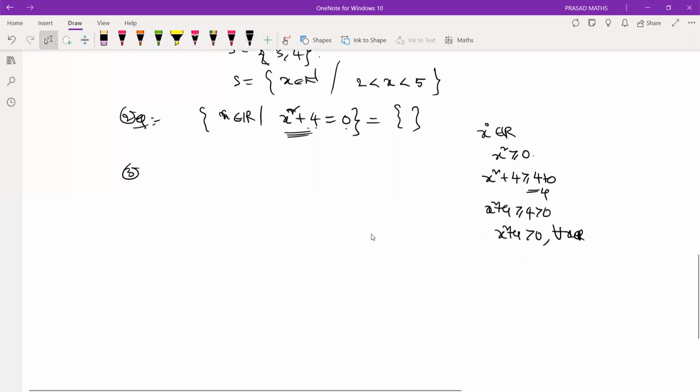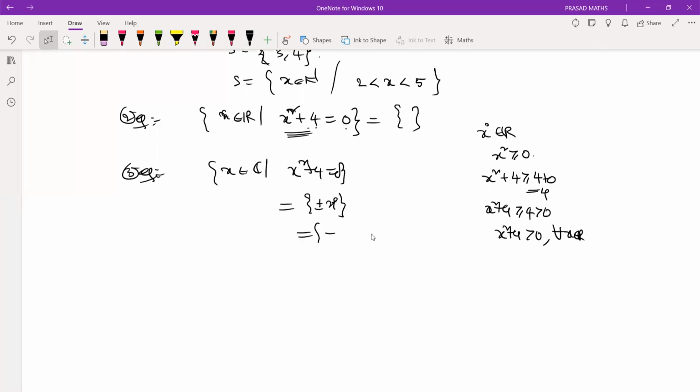Suppose for the same question I give a different restriction: set of all complex numbers x such that x square plus 4 equals 0. Can you write the elements? Plus or minus 2i. That means minus 2i and plus 2i. So this is my set builder form, and this is the roster form. This is in roster form, and this is in set builder form.